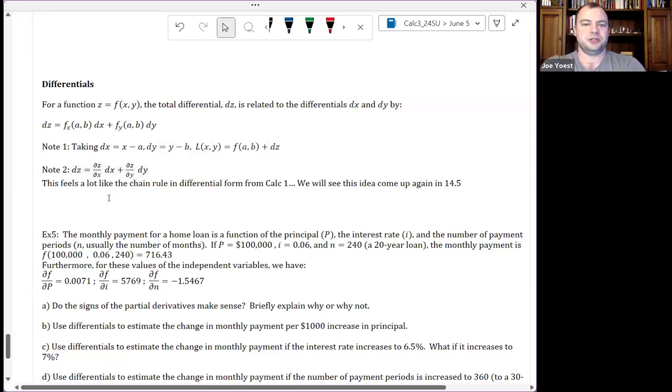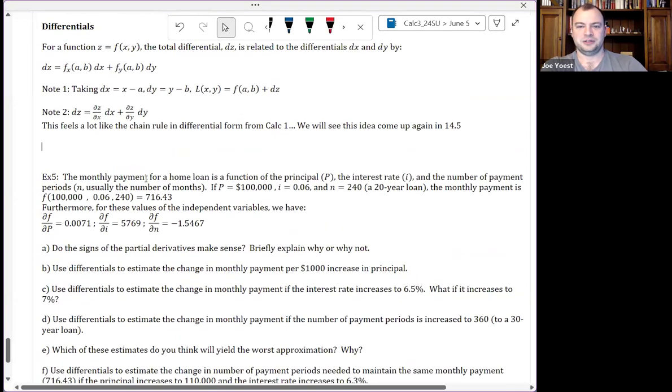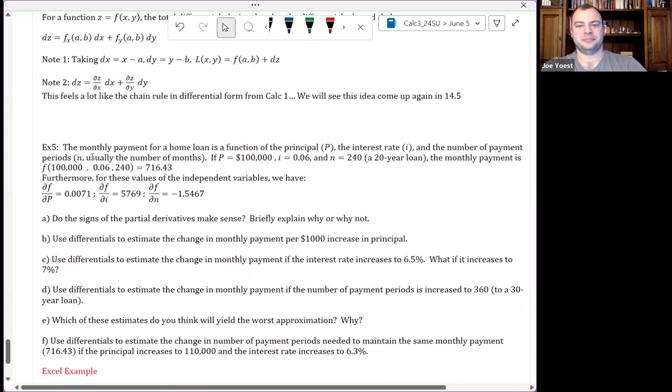Note that we can use a different notation for partial derivatives. dz equals partial of z with respect to x dx plus partial of z with respect to y dy. And this looks a heck of a lot like the chain rule written in a differential form. So we'll see this come up again in the next section. That's just kind of a side note there. This has a chain rule kind of feel to it.